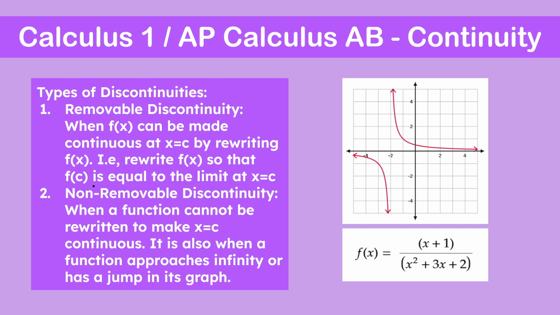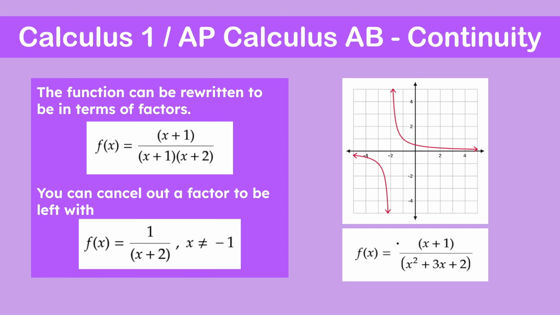The second kind of discontinuity is a non-removable discontinuity. It is when a function cannot be rewritten to make x equals c continuous. It is also when a function approaches infinity or has a jump in its graph. So we have this function to our right that is equal to (x + 1)/(x² + 3x + 2). We're trying to find out the continuity of this graph.